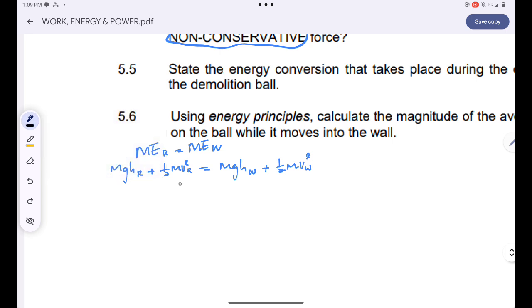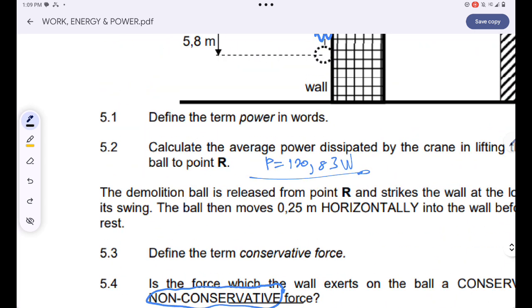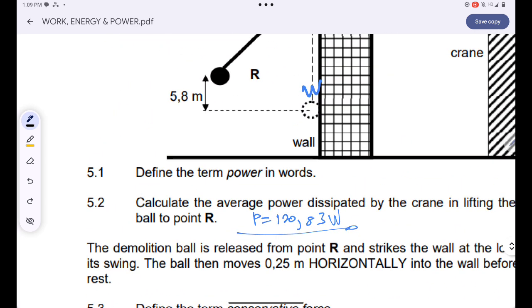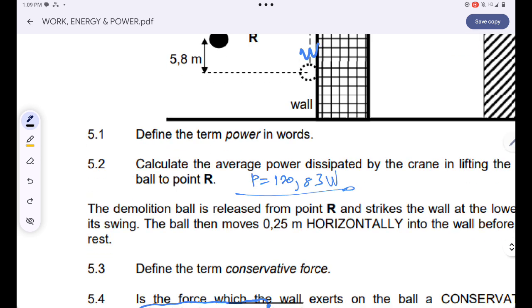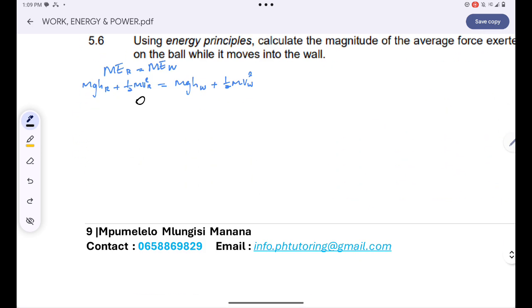But there are things that I do know. I do know that initially at position R the crane was held at rest, so the velocity was 0 meters per second, and hence the kinetic energy will be 0 joules. Are we together? And then at point W, at the wall, the height of the crane above point W is just 0 meters, and hence its potential energy will also be 0 joules. So I'll simply have a 0 over there.